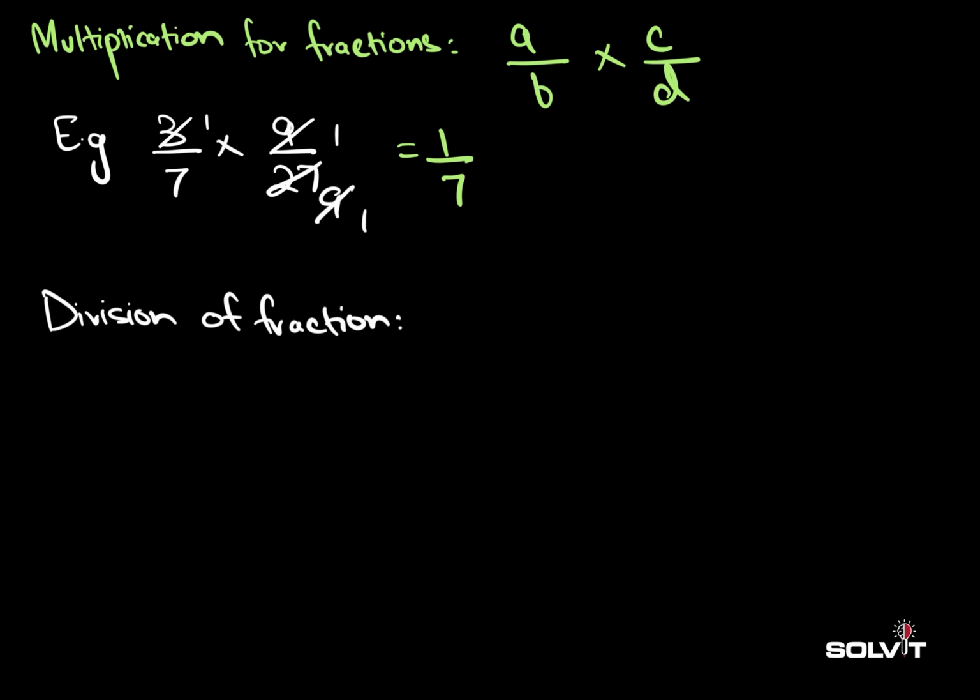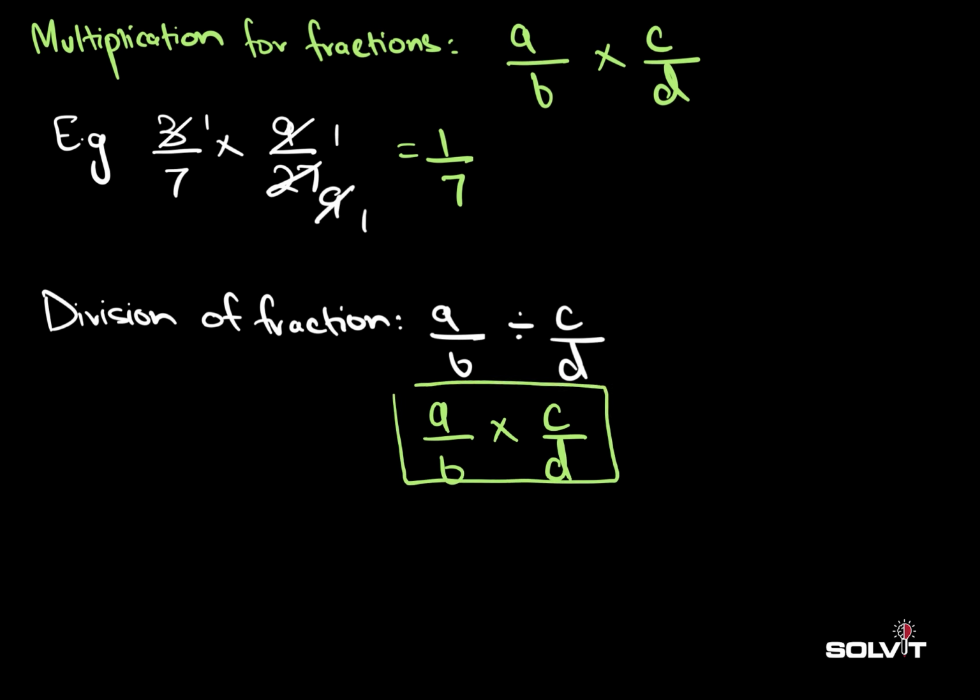So for example, if I have a over b to be divided by c over d, that means we don't exactly need to divide it. What we can do is convert this division sign into multiplication, but to do that we'll have to reciprocate this one. So it would become a over b multiplied by d over c, and then we can simplify it by cancelling out diagonally, vertically, but not horizontally.